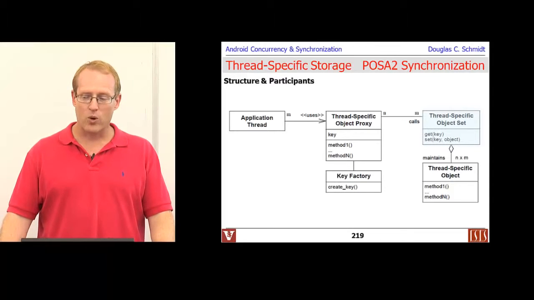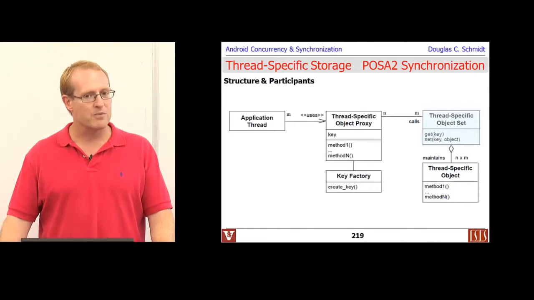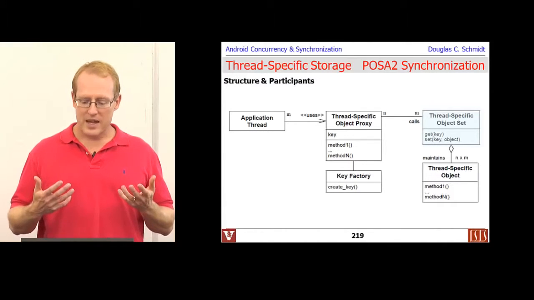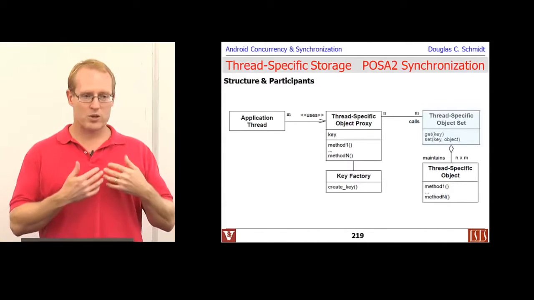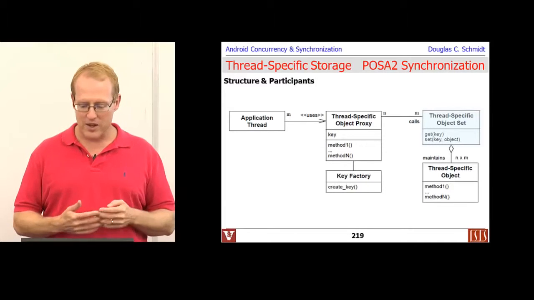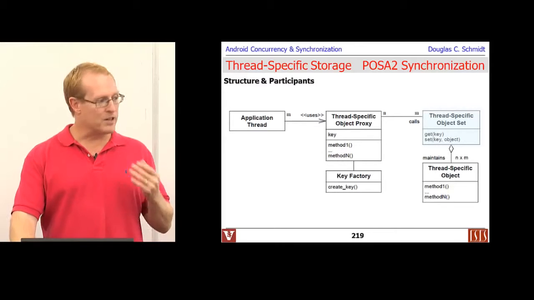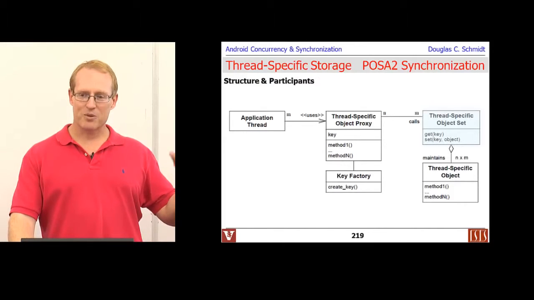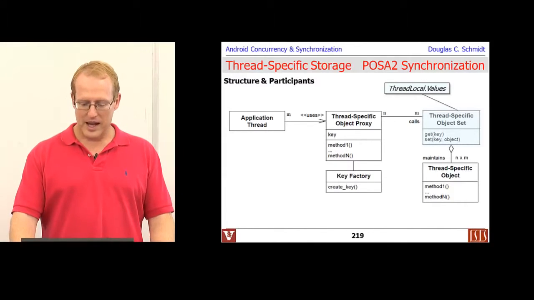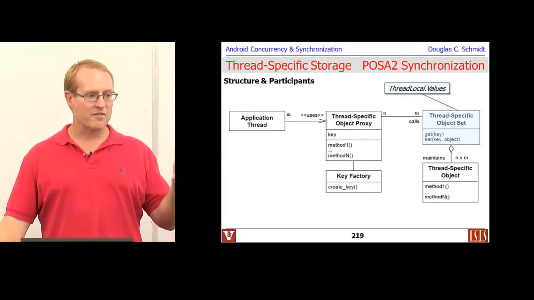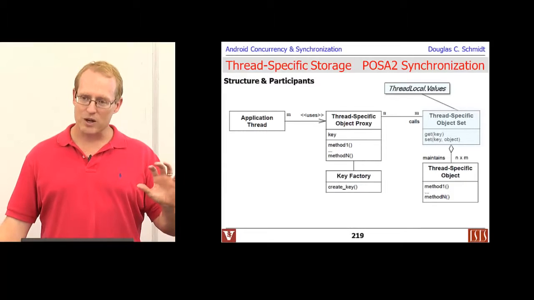really the key workhorse here, is something that's called the thread-specific object set. This is a map or some kind of data structure that will take a key, which corresponds to the object that you're dealing with, and it will give you back a pointer to a thread-specific object. And we'll talk about how that works later. In the case of Android and Java, it's ThreadLocal.Values. That's the data structure that keeps track of this.